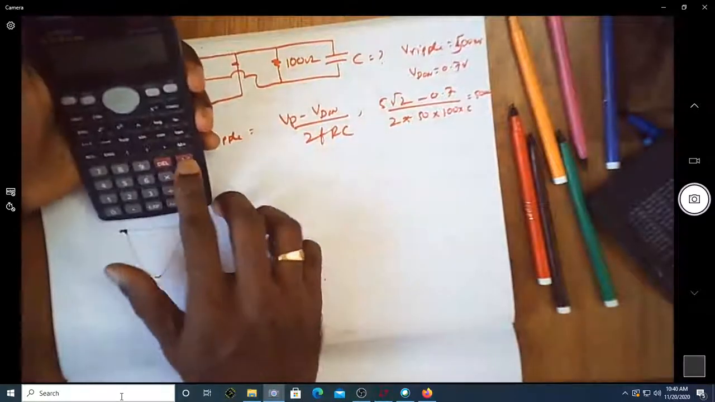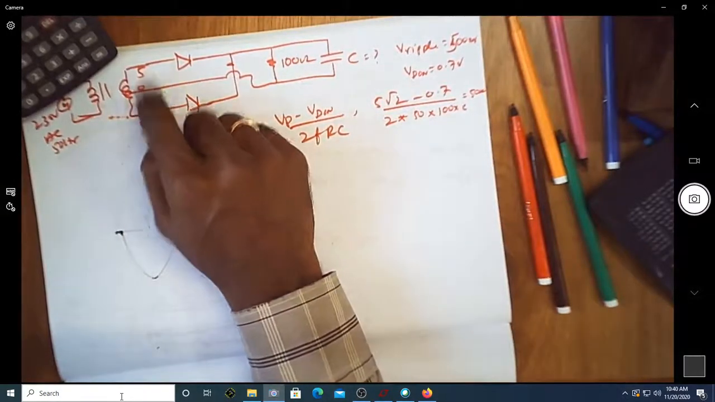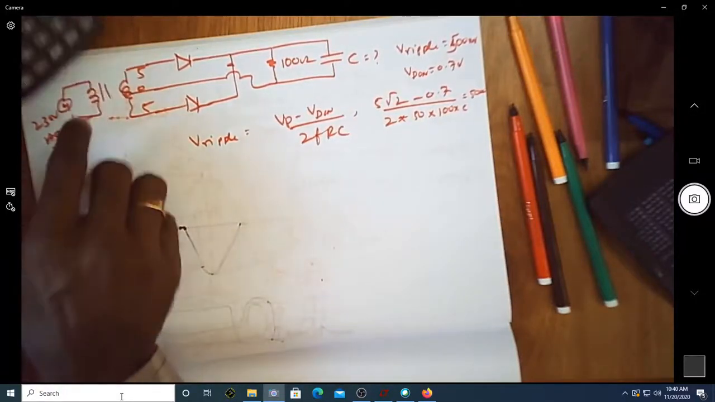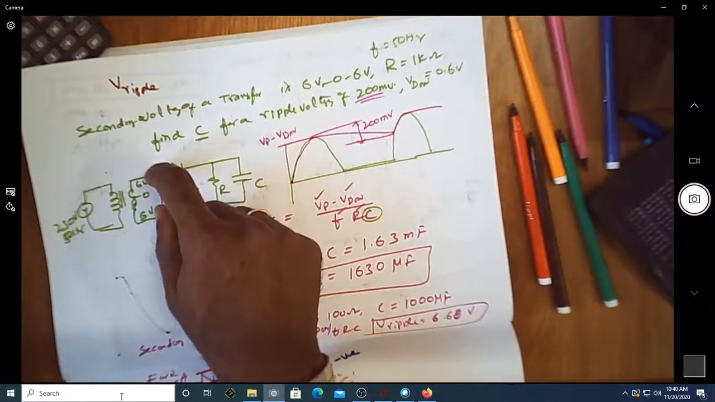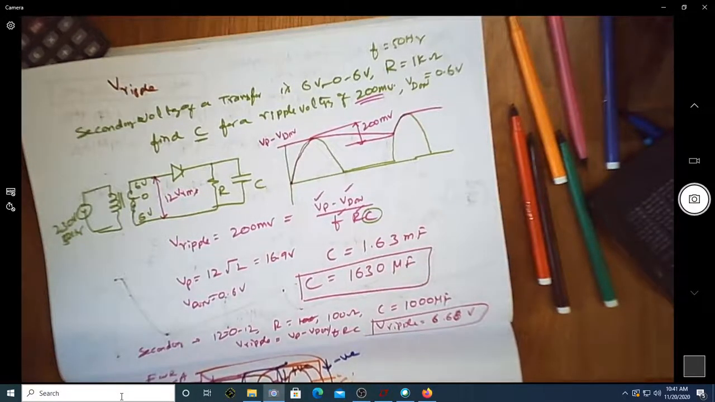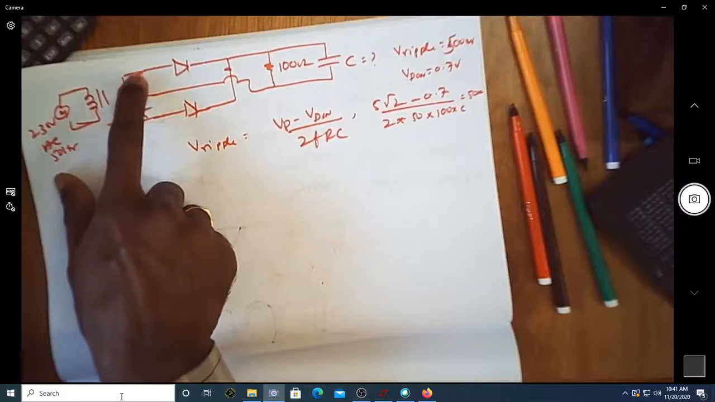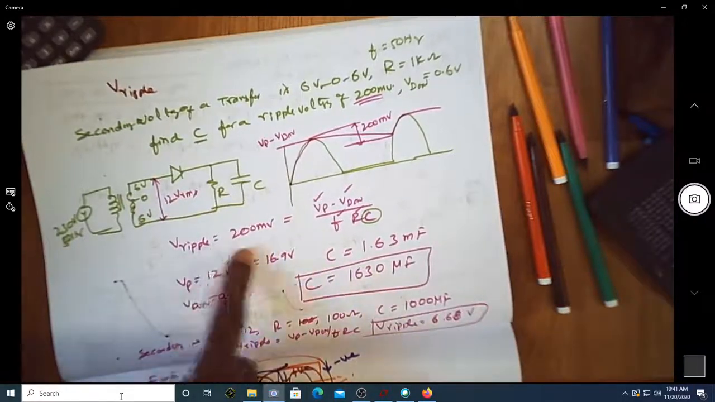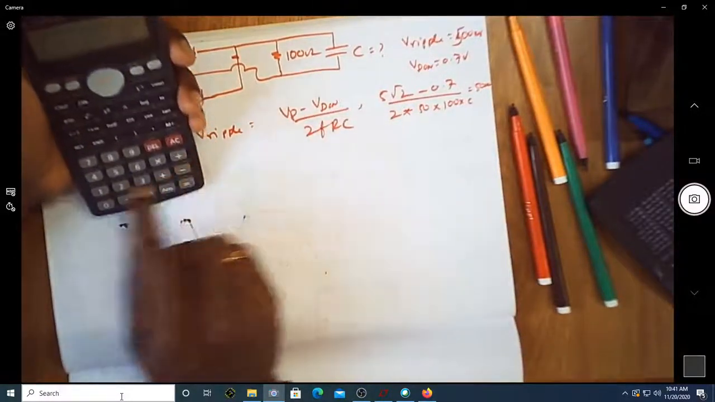The reason it is 5 into root 2 is because the peak voltage at this point is not 10 into root 2, because you're considering this as the reference and this is the voltage. Whereas in the previous case, we didn't use this at all. The entire voltage was 12 volt RMS when this was the reference. But in the case of the full wave rectifier, since you are considering this as the reference, Vp becomes only 5 into root 2. In the previous case it was 12 into root 2. This is a small change you should clearly observe.